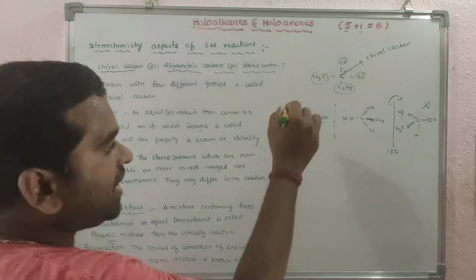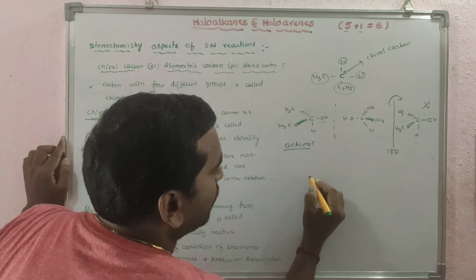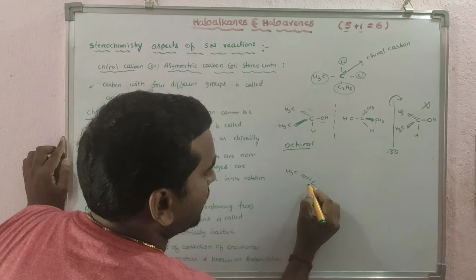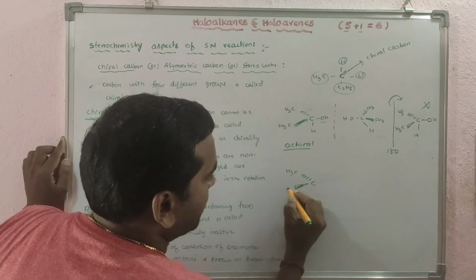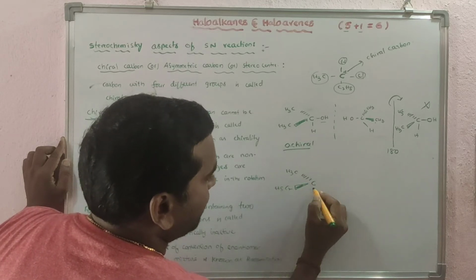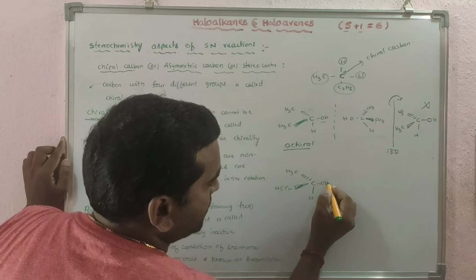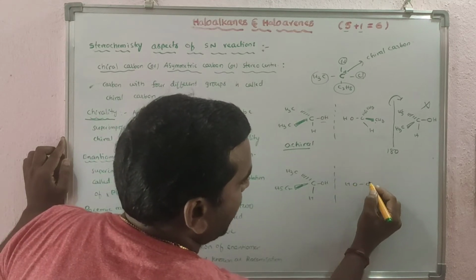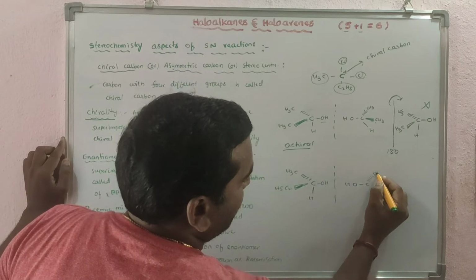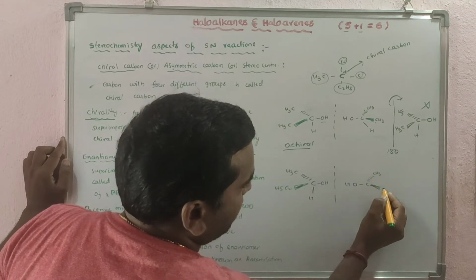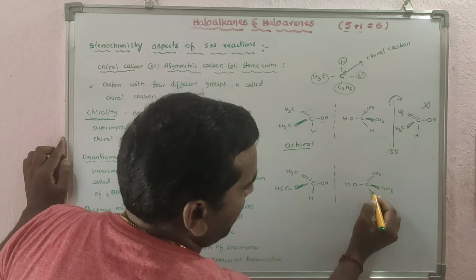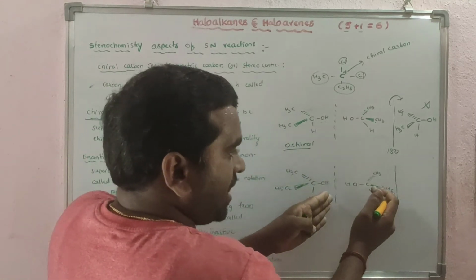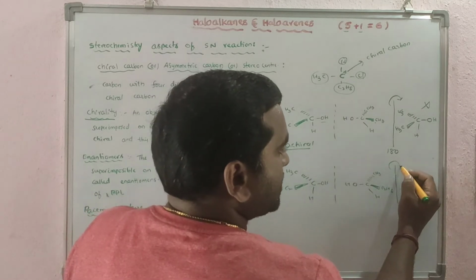Clear? So if I take here 4 different groups: CH3, and I will write here C2H5, and H and OH. I will take the mirror image of this one. What you will get? OH and C, and here what you will get? CH3, and here C2H5, and here what it is? H. And because OH is on the right side and this is on the left side, both should be in the same direction.